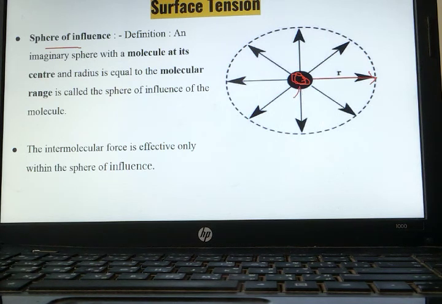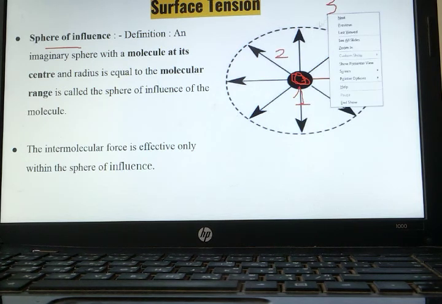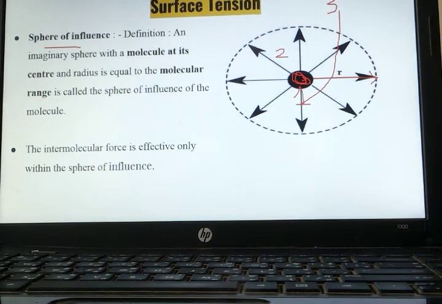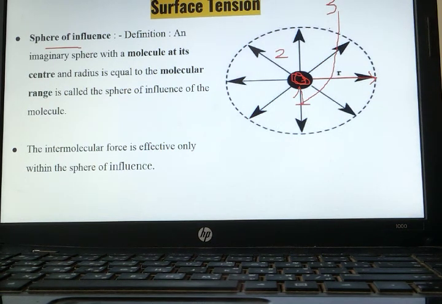Take for example, molecule 1 is over here, molecule 2 is over here, and molecule 3 is over here. There will be a force of attraction between molecule 1 and molecule 2, as well as molecule 2 and molecule 1. But there will be no force of attraction between molecule 1 and molecule 3. Why? Because molecule 3 lies outside the sphere of influence. So the intermolecular force is effective only within the sphere of influence.